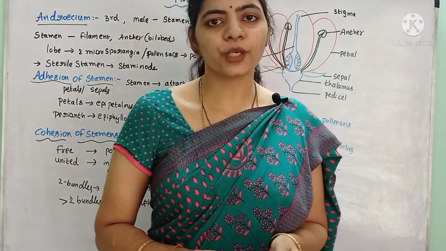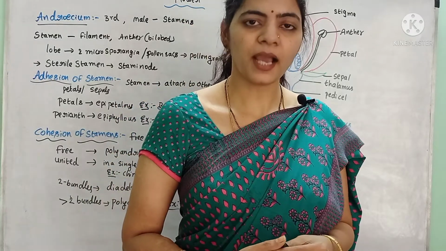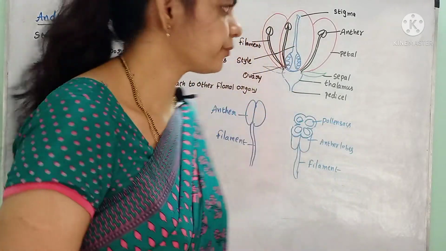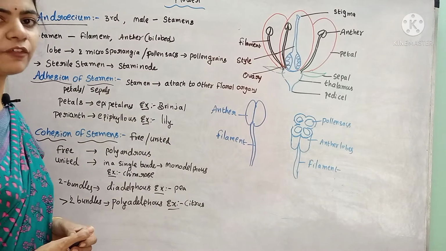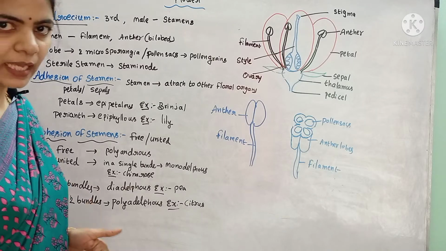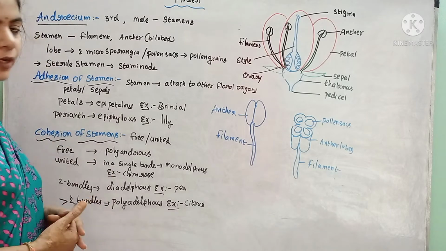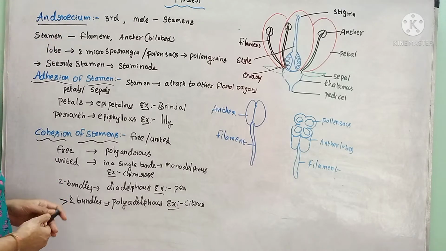In this video we are going to study about reproductive organs of the flowers. They are androecium and gynoecium. We have finished the accessory parts of the flower in our previous class. They are the calyx and corolla, and in this video we are going to study about the reproductive organs of the flower such as androecium and gynoecium.